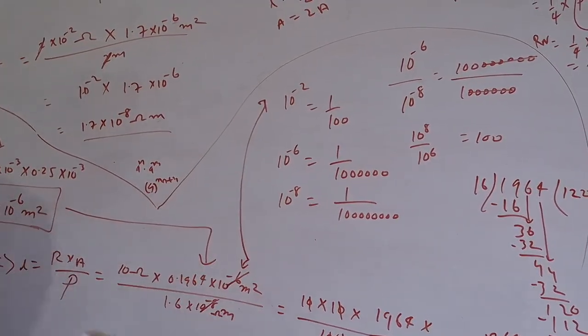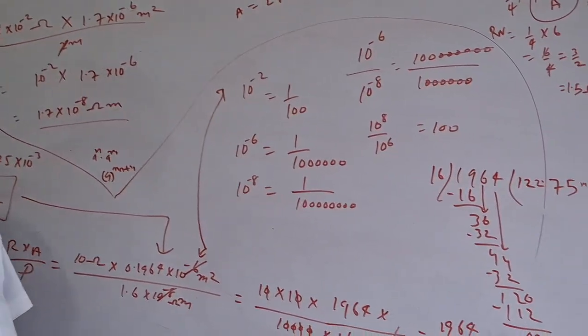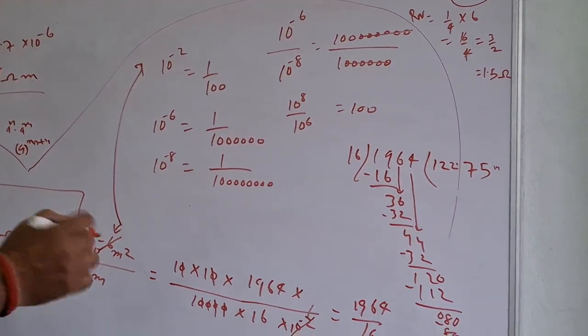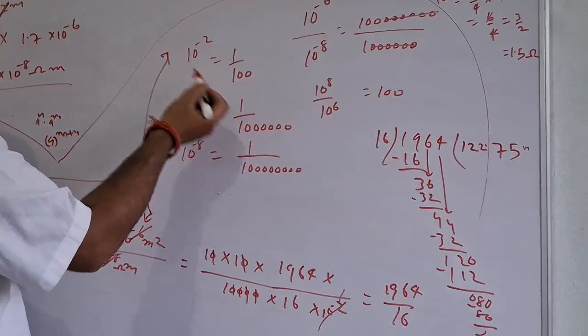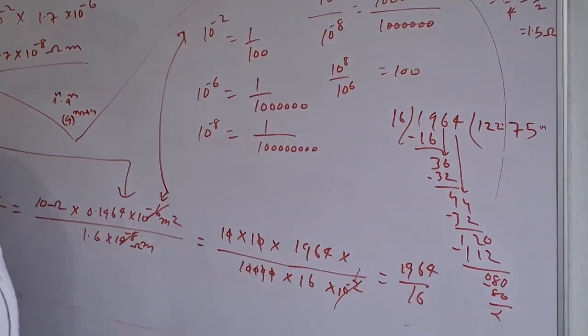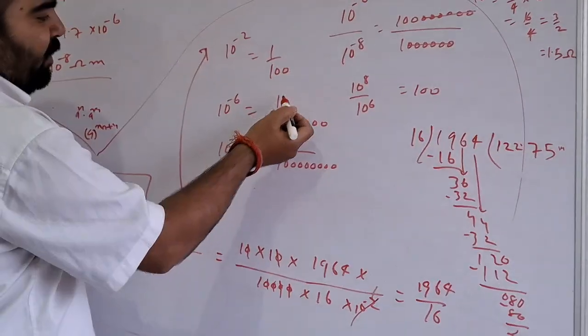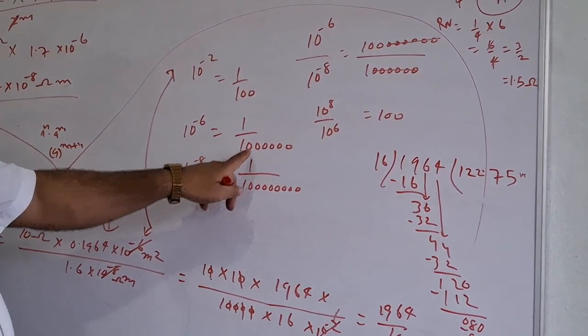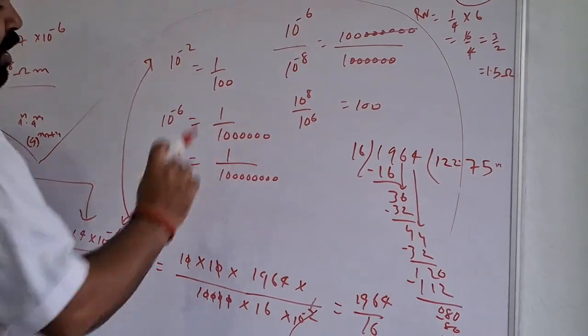If you have not understood, generally students have difficulty understanding how this happens. See, if it is 10 to the power minus 2, it means 1 by 100. And if it is 10 to the power minus 6, it means 1 by 1 followed by 6 zeros, 6 zeros on 1.